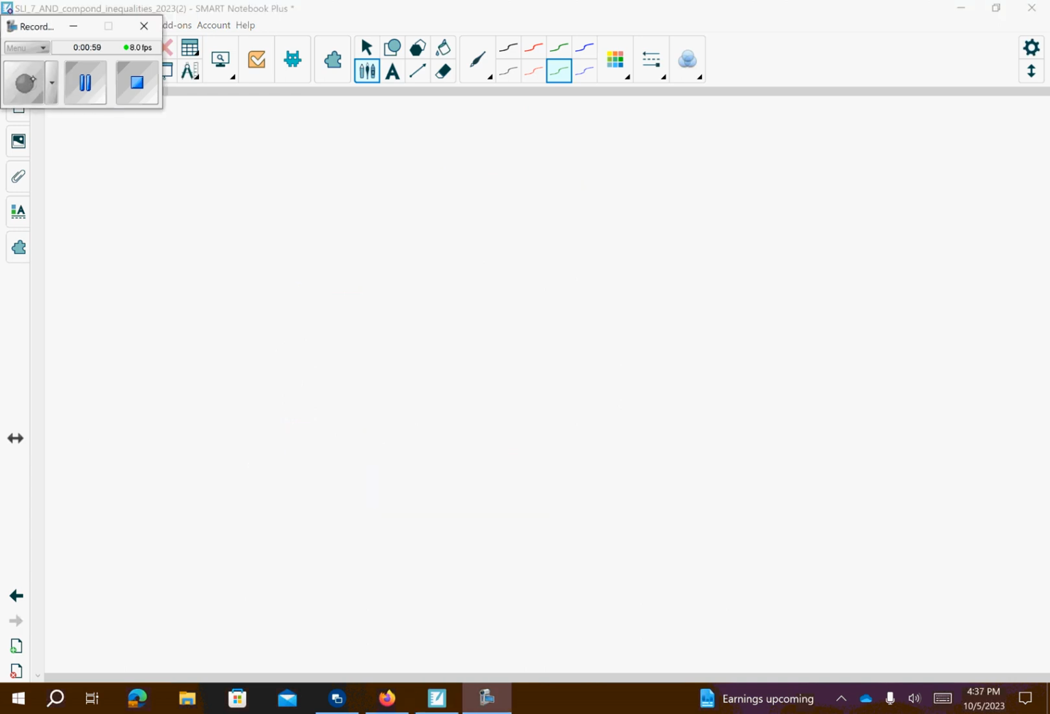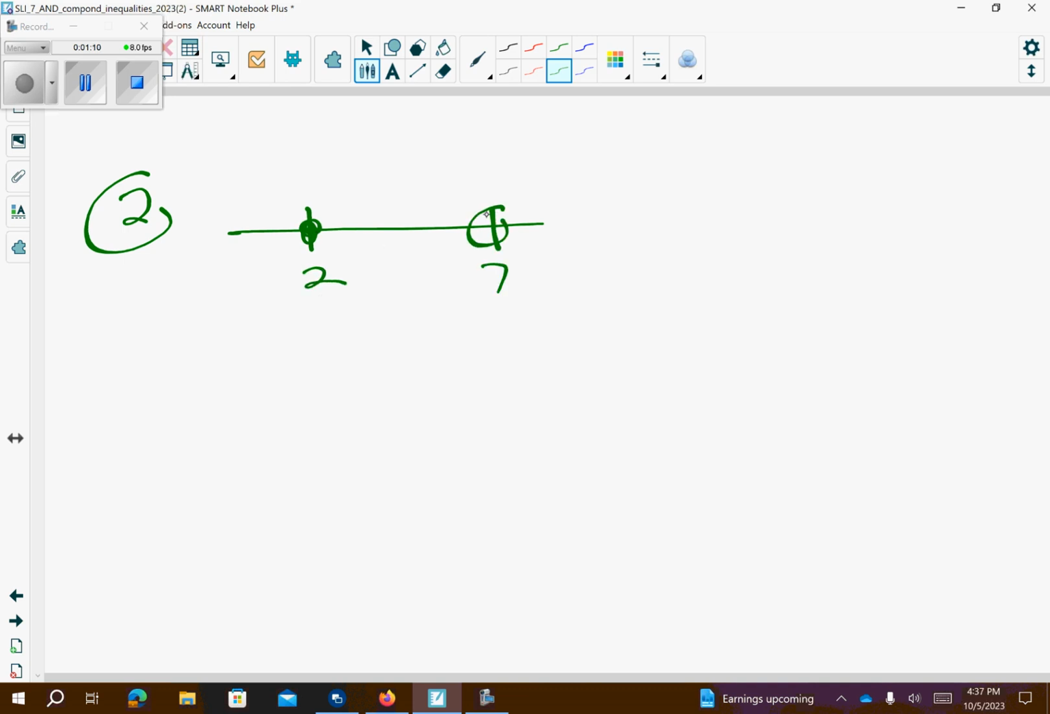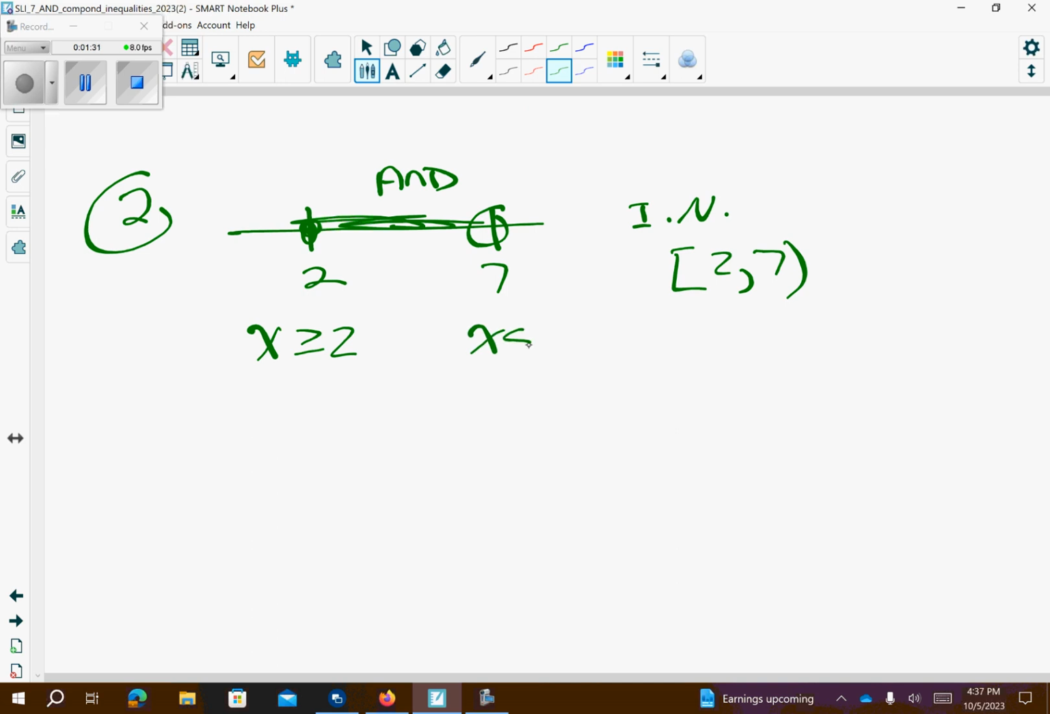Problem number 2. We have our number line, so we have a solid dot at 2, we have an open dot at 7, and we're shading in between. So again, this is an AND problem because we have overlap. So our interval notation is going to be square bracket 2 to parenthesis 7. This is x is greater than 2, or greater than or equal to, because it was a solid dot originally. This is going to be x is less than 7.